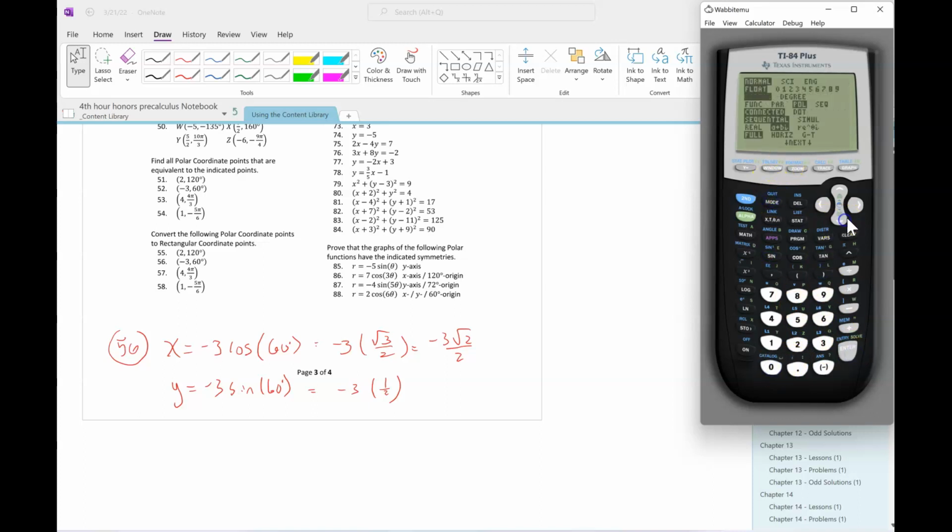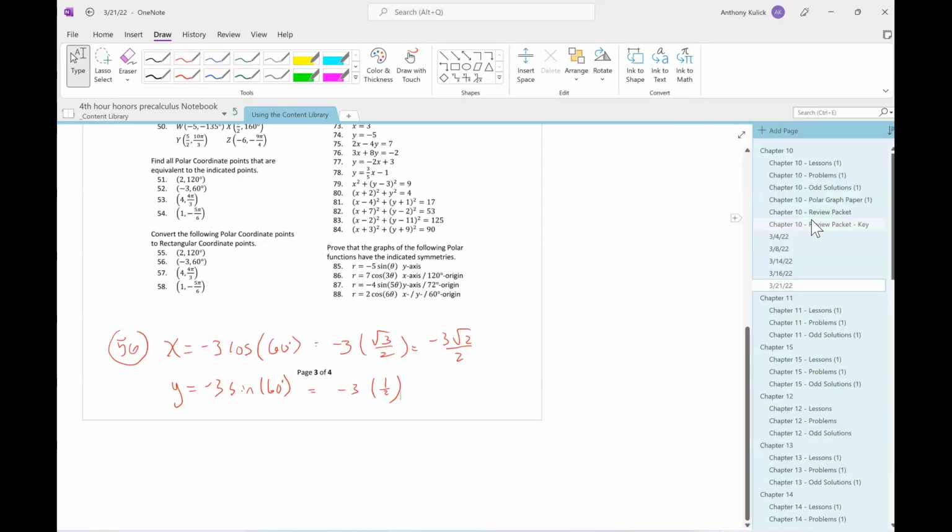Oops, wrong mode. I flipped them. I knew it. So you might write it this way, or maybe you convert it into a decimal. Depends on what the directions ask for. Here, it doesn't really say how they wanted it, so either I think is appropriate.